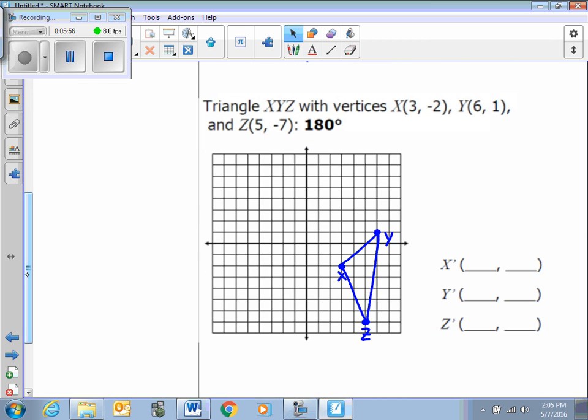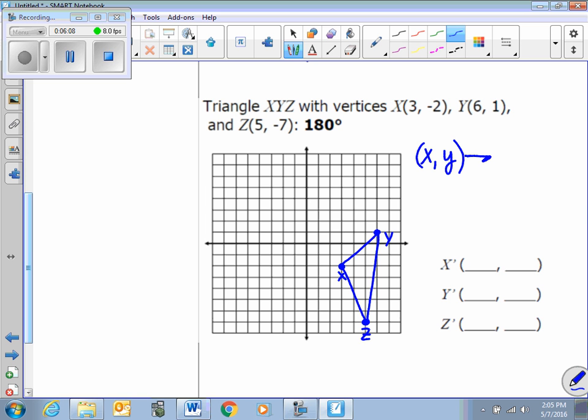How about triangle XYZ? We have these vertices and we are rotating 180 degrees. So let's remember what our rule is. If I'm rotating 180 degrees, (x, y) maps to (negative x, negative y). That makes that fairly easy. That means X prime is going to be (negative 3, 2). Y prime is going to be (negative 6, negative 1). And Z prime will be (negative 5, 7).